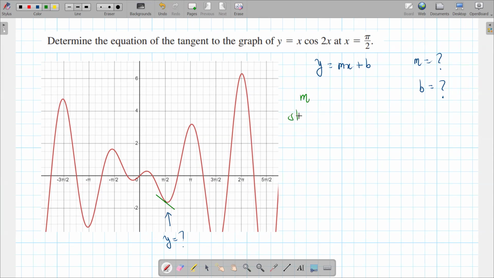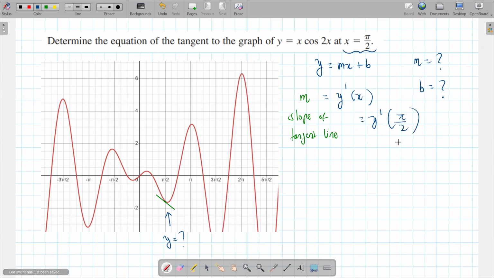So M is called the slope of the tangent line. And it's very simple. M is just y prime at a certain x value. So here, it'll be y prime at whatever the x value. The x value will always be given to you. So it'll be y prime at pi over 2. So here are the steps. Number 1, you find y prime. Number 2, you plug pi over 2 into y prime, and that'll give you the slope. That'll give you the m value.